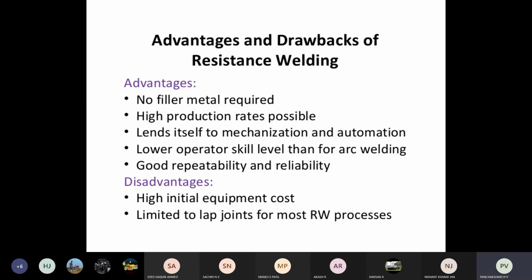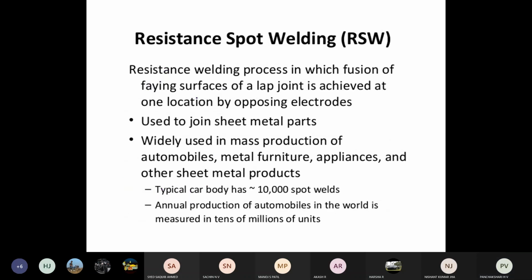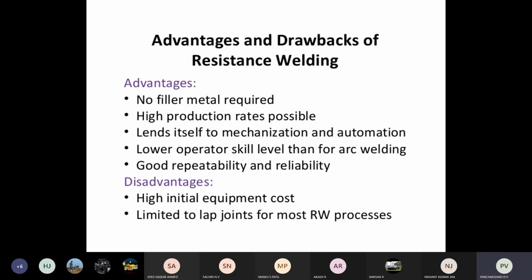So what are the disadvantages of this welding? High initial equipment cost; the cost of the initial equipment is very high. Then limited lapping. It means that you cannot go for very thick or bulky material. Thin sheet metal is suitable. So like that, some advantages and some disadvantages are there in using resistance welding.